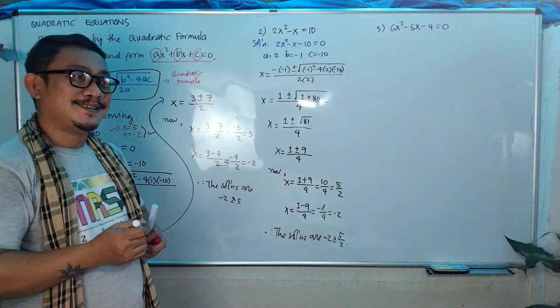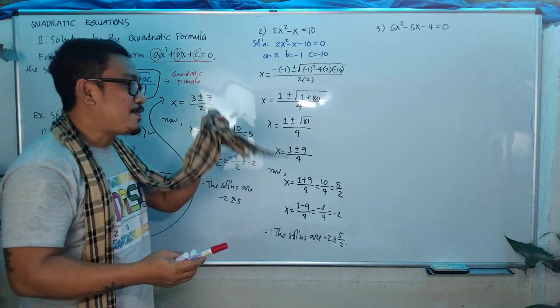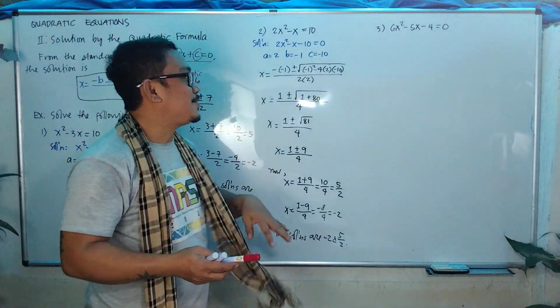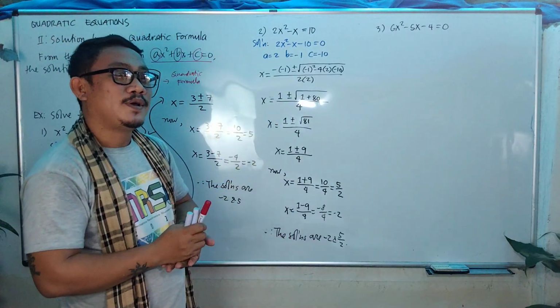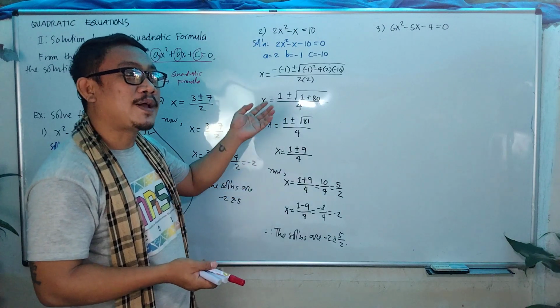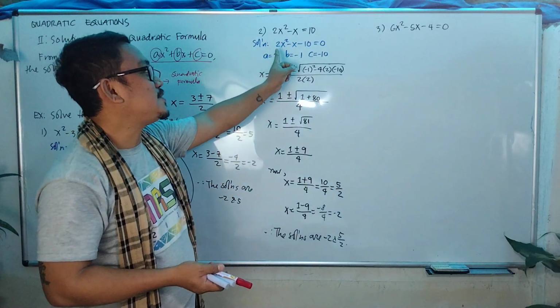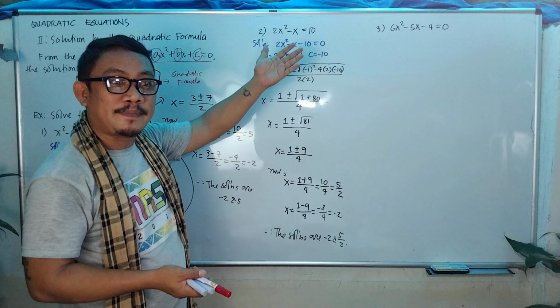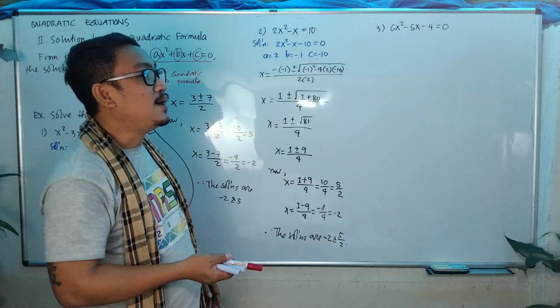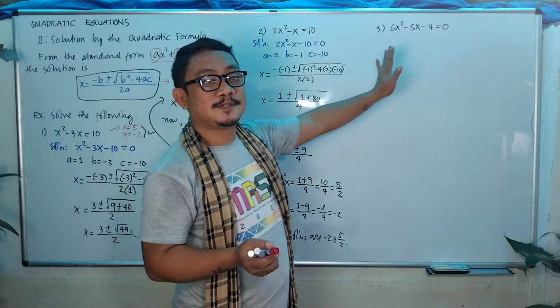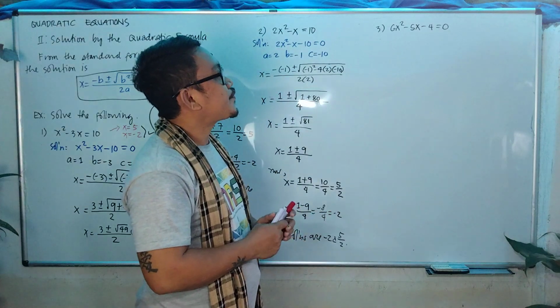Okay? So it seems simpler with the quadratic formula. We only need to identify the values of A, B, and C, and know how to operate with radicals. Okay? Let's move on to example number 2.